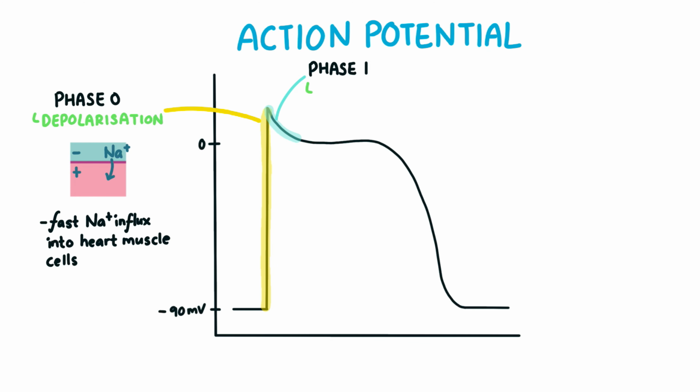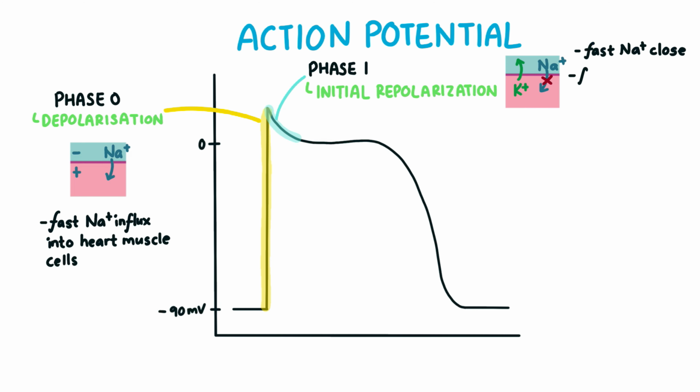Moving on to phase 1, initial repolarization. The fast sodium channels close. Some potassium channels open. This causes a slight initial decrease in the cell's charge as some potassium ions flow out of the cell.